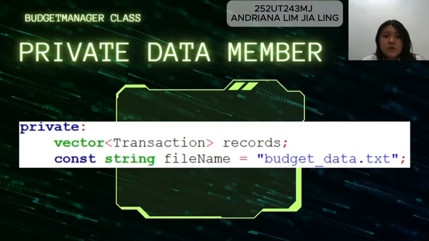Next, I will explain the private data members of the Budget Manager class. In the code, these private data members store important internal information such as a dynamic container, usually a vector, used to store all transaction records, as well as variables used for calculations, including totals and balances. In addition, the class contains a file name variable set to budgetdata.txt, which is used for reading from and writing transaction data to a file. This allows the program to save user records permanently and reload them when the program starts.